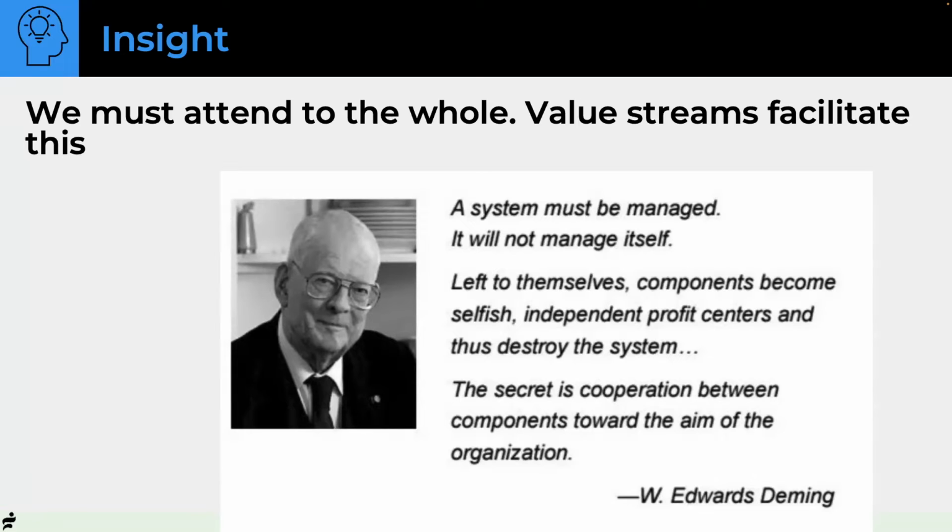I'm still a big Deming fan. I studied him in the, I don't know, late 80s. I think it was around 88. And that's when I also got introduced to the Toyota production system. And his stuff is still true. A system must be managed. It will not manage itself. Left to themselves, components become selfish, independent profit centers and destroy the system. The secret is cooperation between components toward the aim of the organization.